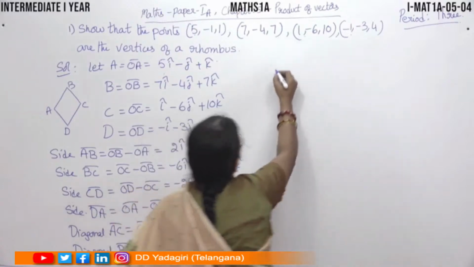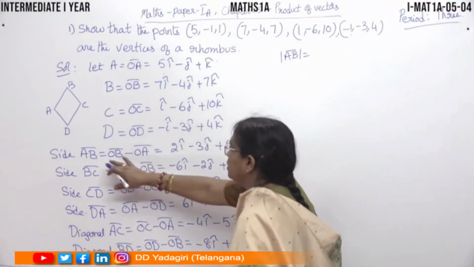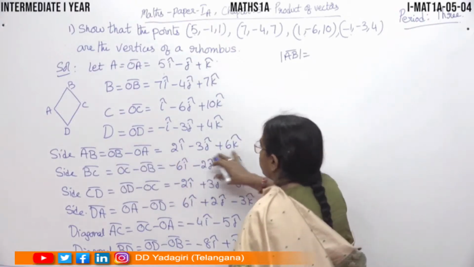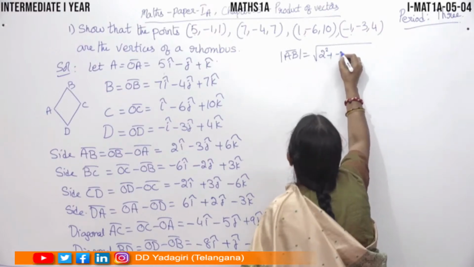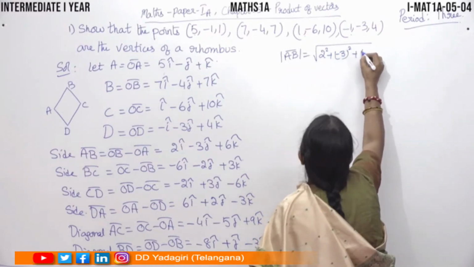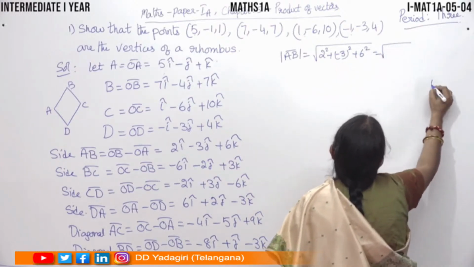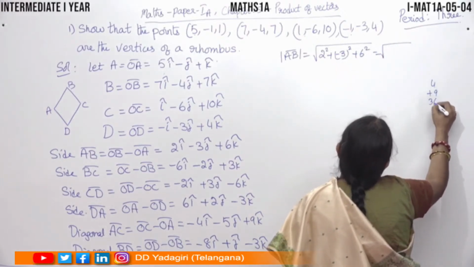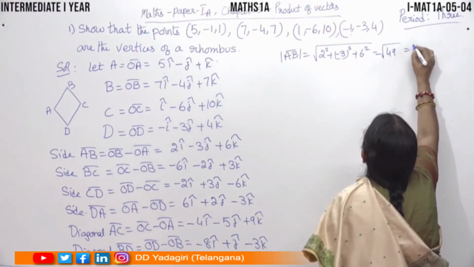So we'll find mod AB. So length of AB side is mod AB. This is AB vector. So root of 2 square plus minus 3 whole square plus 6 square. So it is root of 4 plus 9 plus 36. So it is 49. That is 7.